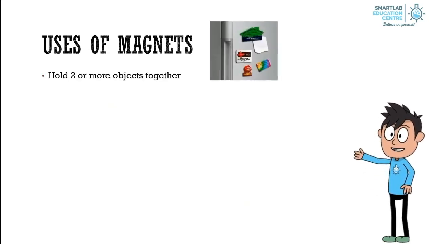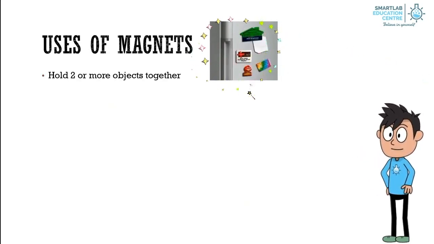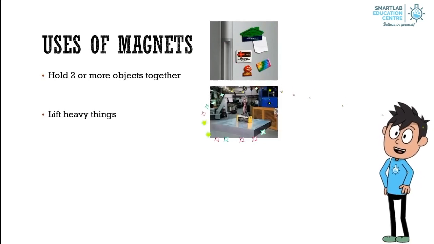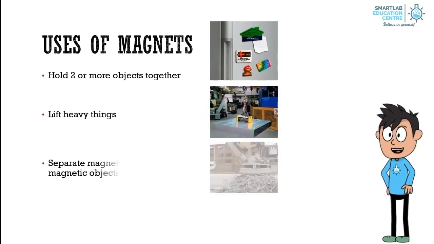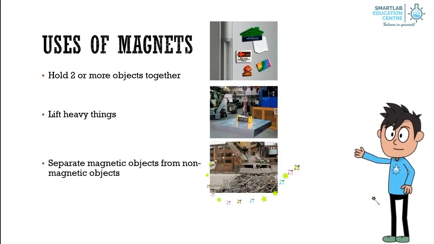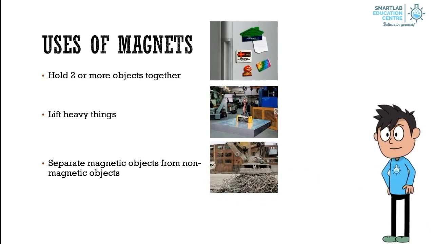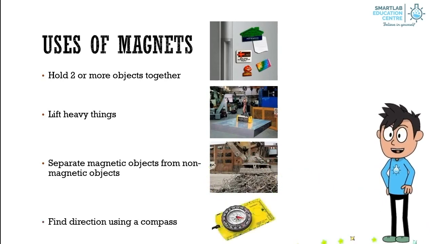We use magnets to hold two or more objects together. We use magnets to lift heavy things as well. Magnets are used to separate magnetic objects from non-magnetic objects. And one of the most common uses, magnets are found in compasses.